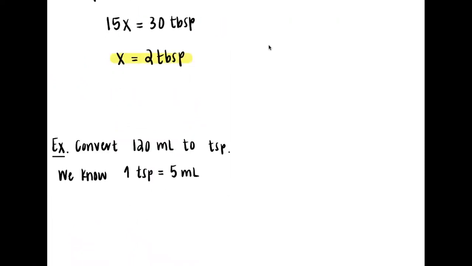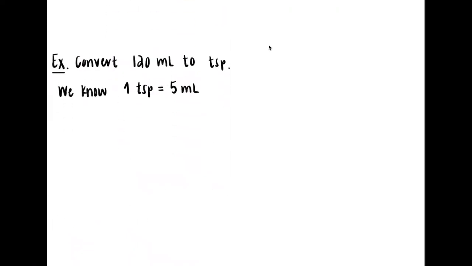Let's do one more problem. So now we want to convert 120 milliliters to teaspoons. So remember, we need our conversion factor. That's the first thing you need to make sure to have because that's how you set up the proportion. So now I'm going to go ahead and set up what I want to find. So teaspoon is the desired unit. So that's going to go on the left-hand side. That's what we're converting to. And that implies then 120 milliliters is what we're converting from.